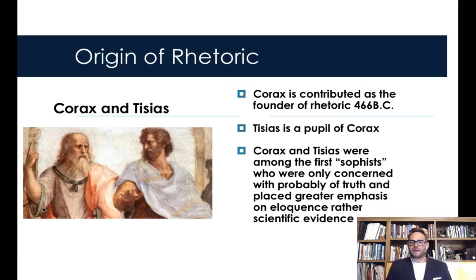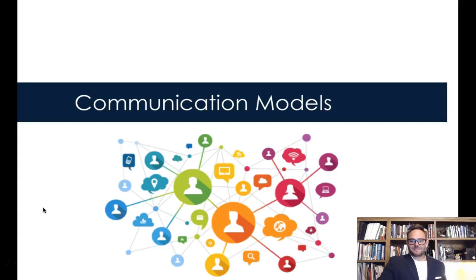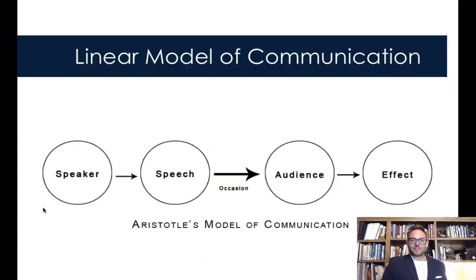So if you were to ask me, I think it's really important for establishing three critical areas, and I'll discuss these in just a moment. So there you go, Corax and Tisius. So let's take a look at some of the communication models.